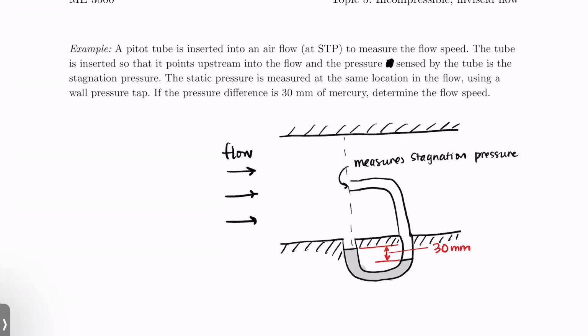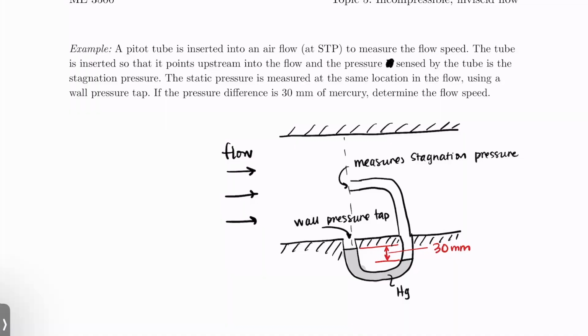The static pressure is measured at the same location in the flow using a wall pressure tap. So this is our wall pressure tap here. Tap, not tape. All right, if the pressure difference is 30 millimeters of mercury, so this is mercury, determine the flow speed.